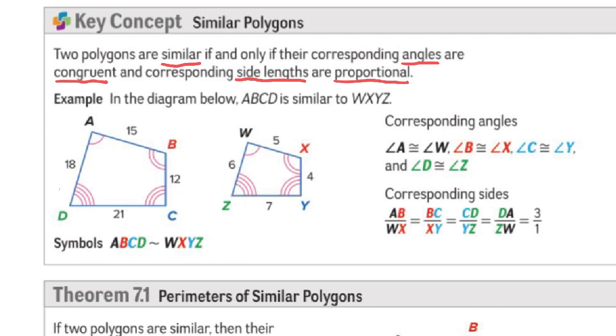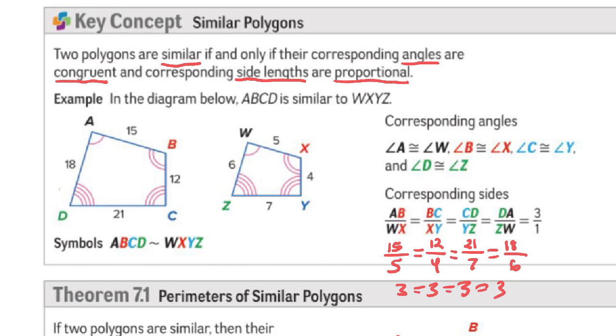Next, we can say the side lengths are proportional. AB is 15, WX is 5, BC is 12, XY is 4, CD is 21, YZ is 7, DA is 18, ZW is 6. Now, what do you notice about each one of these factors? 3 equals 3 equals 3 equals 3.